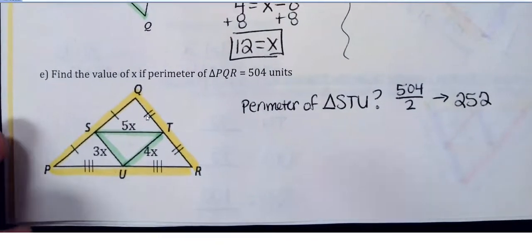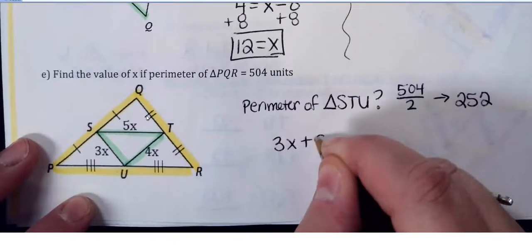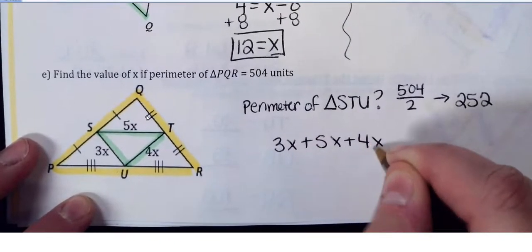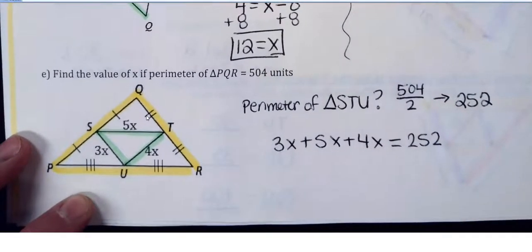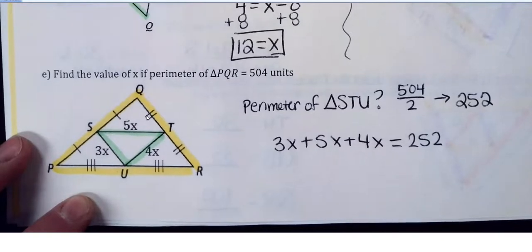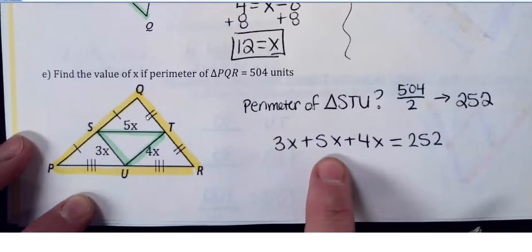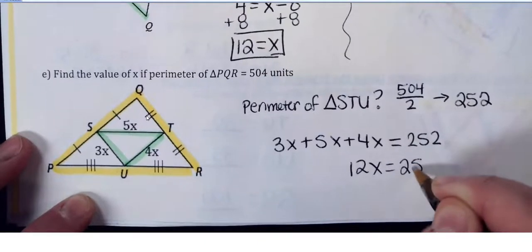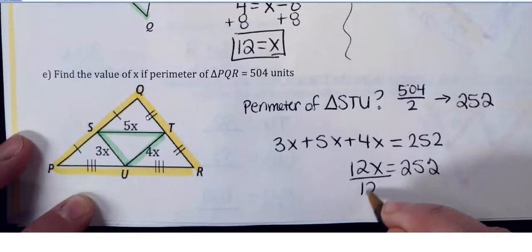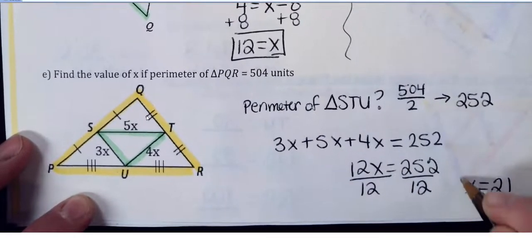Then I've got each of those sides labeled. I'm just going to add those guys up. So I've got a 3x, a 5x, and a 4x, and it's supposed to add up to 252. The key there is just to remember the smaller triangle should be exactly half the larger triangle when you're talking about the perimeter. These are all like terms. 3 and 5 is 8, plus 4 is 12, so this would be 12 x's. You're just going to divide 252 by 12, and x would be 21 there.